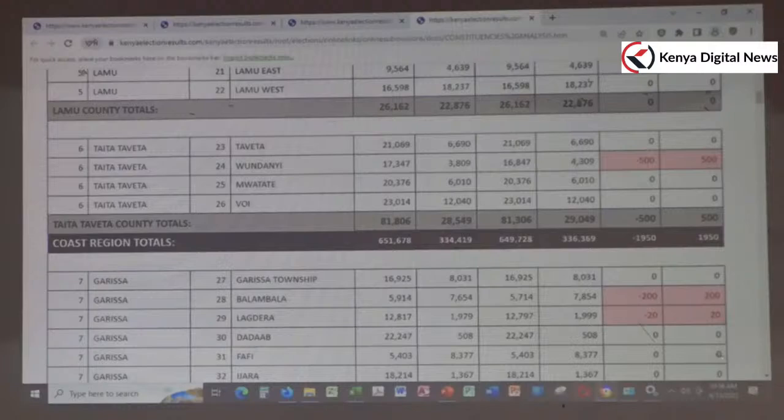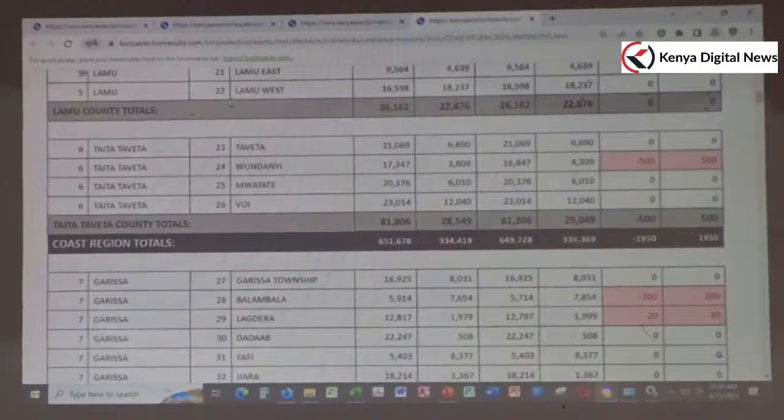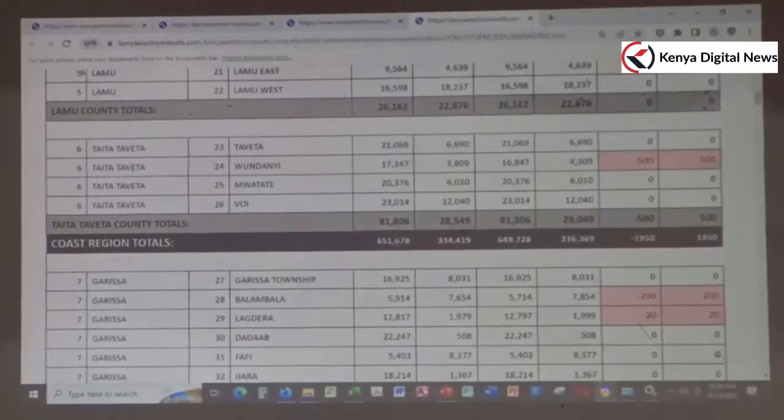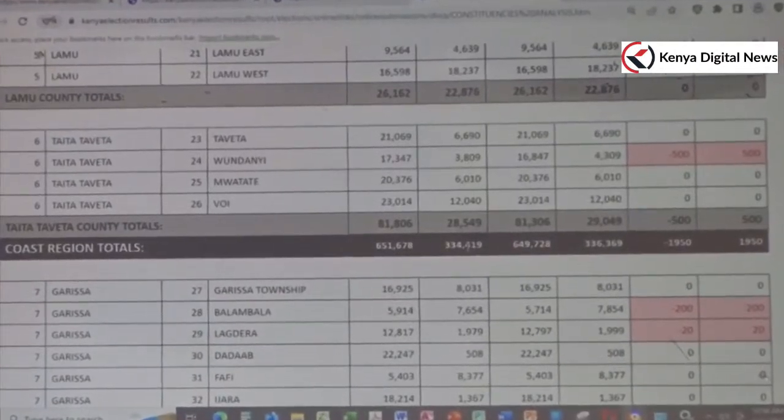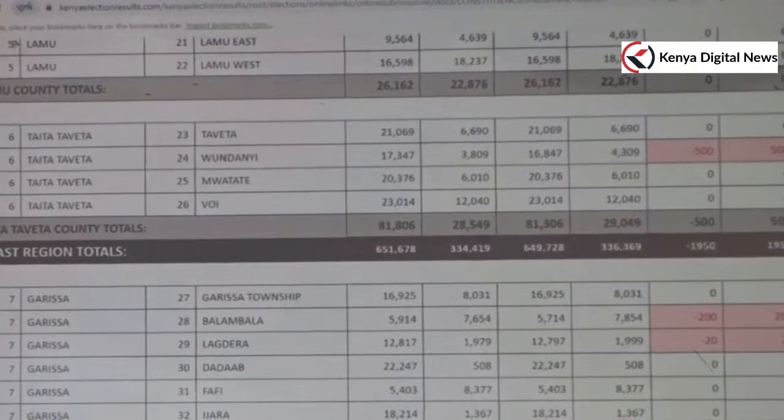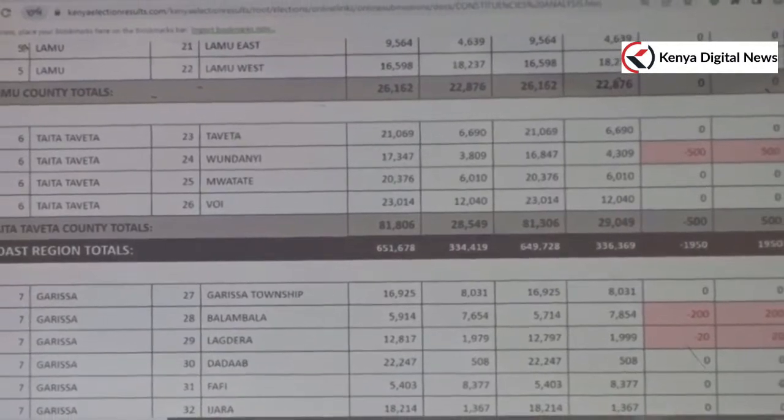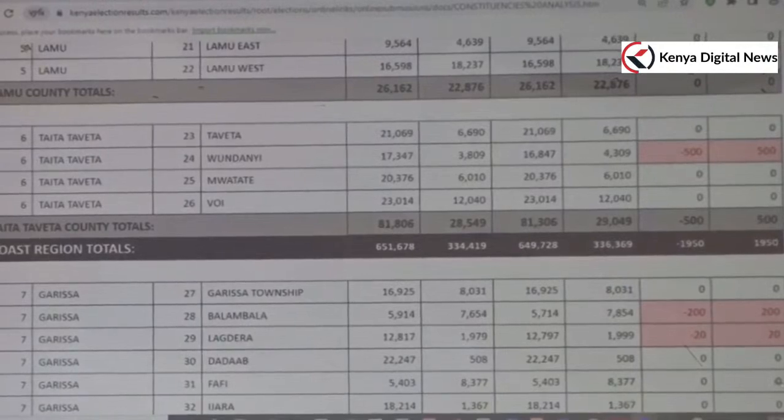Now, when you look at the regional values, you note that at the end, IEBC awarded Jacob 649,000 votes and awarded Dr. Ruto 336,000 votes. That is the official result from the IEBC portal. But when we look at the other result that the ED gave me, it resulted that Jacob was to have 651 and Ruto to have 334, meaning he lost 1,950 votes and Ruto gained 1,950 votes in Coast region in total.